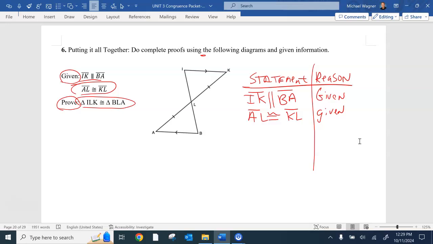Now, one thing we know is that we need at least three things, right? So what do we know? What do we have in common? We have, okay, so we already have a side in common. But that's it so far, right? Because we have these parallel lines. That's not a side, that's not an angle.